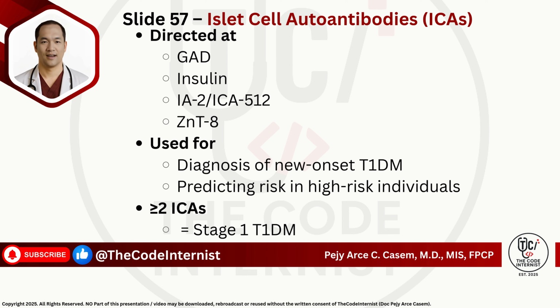Islet cell autoantibodies, or ICAs, are directed at specific targets like GAD, insulin, and others. They're present in over 85% of people at the time of type 1 diabetes diagnosis. Having 2 or more ICAs is now considered the first stage of the disease, even before blood sugar levels become abnormal. ICAs can also predict who's at high risk, especially in children with strong genetic predisposition.